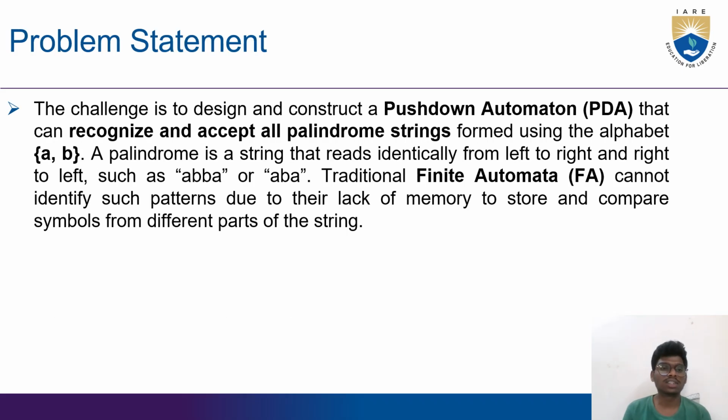Let's see the problem statement. The challenge is to construct a pushdown automaton that can recognize and accept all palindrome strings formed using the alphabet A, B. A palindrome is a string that reads identically from left to right and right to left, such as ABBA or ABA. Traditional finite automata cannot identify such patterns due to their lack of memory to store and compare symbols from different parts of the string.